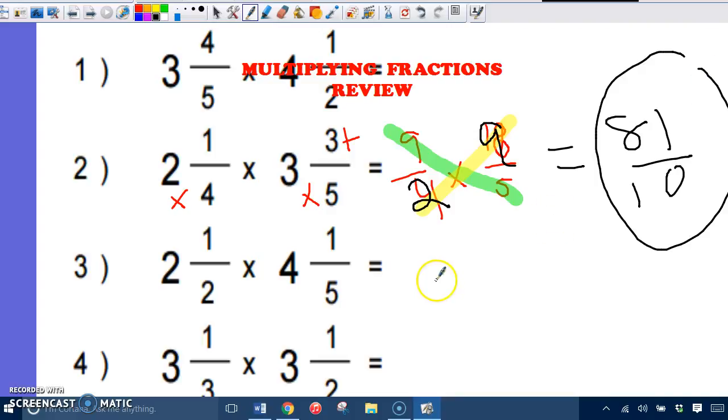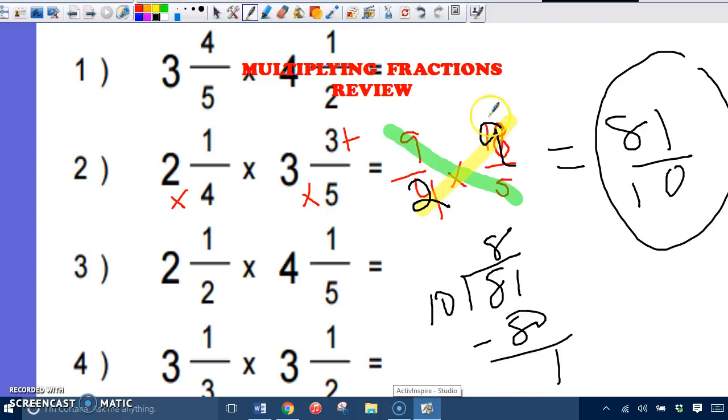It's improper, so I have to change it to a mixed number by doing division. Again, in the interest of time, I'm going to speedy divide because by now you should know how to do this. You know this is going to go 8 times. You have 1 left over. Your final answer then should be 8 1/10.